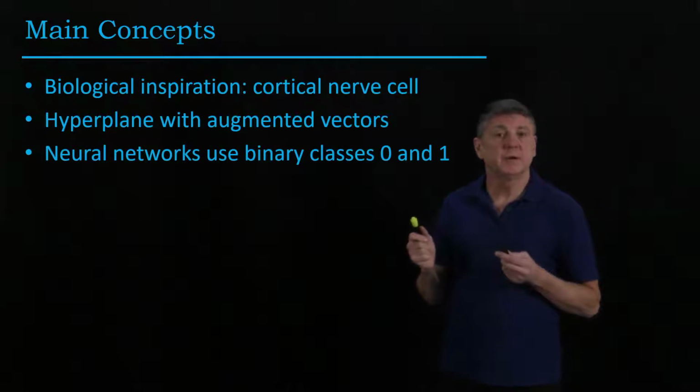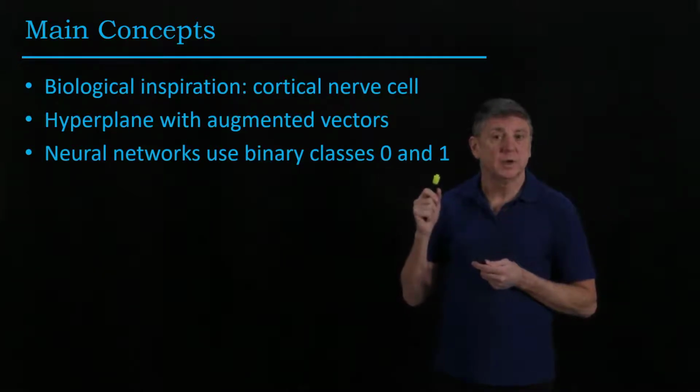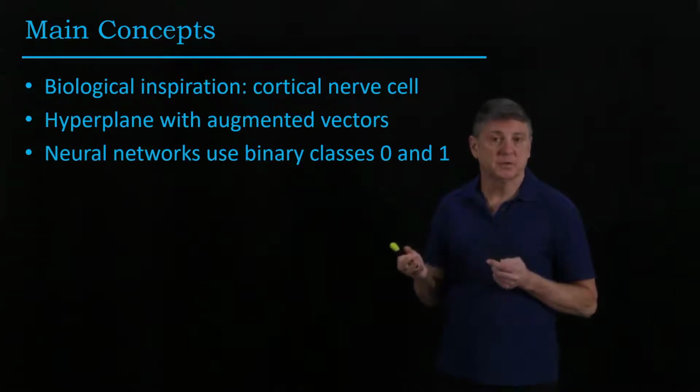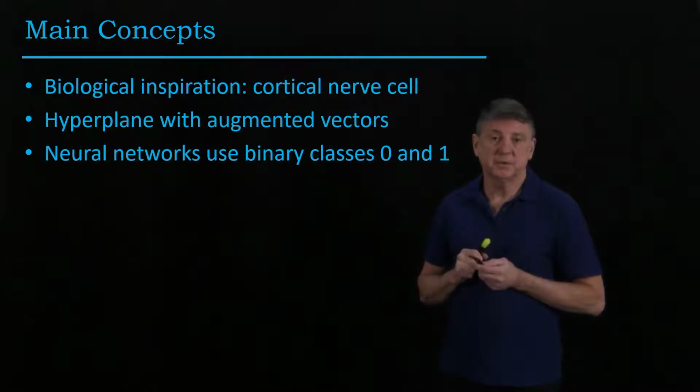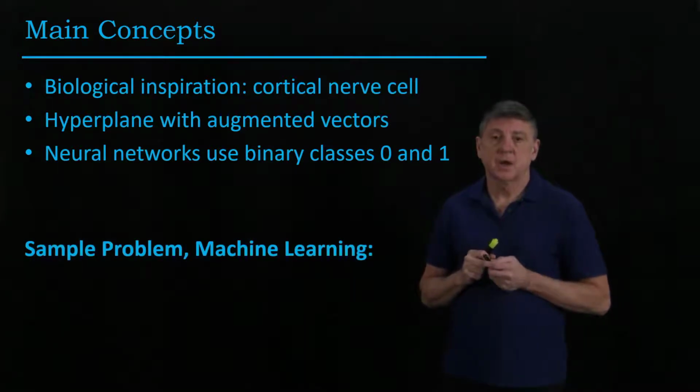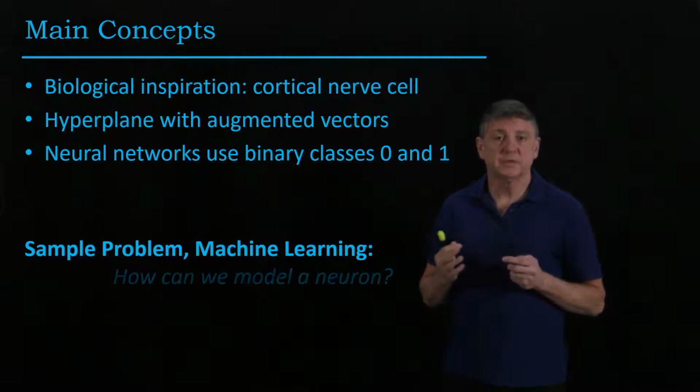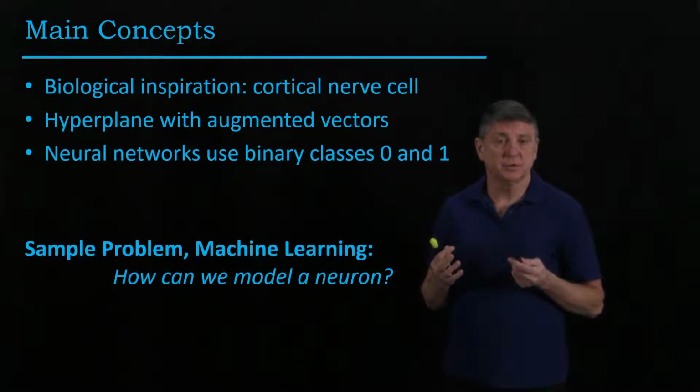We'll observe that neural networks use binary classes of 0 and 1, unlike the +1 -1 convention that is used elsewhere in machine learning and data analysis. One problem that we can think of as we go through this lecture is how can we model a neuron?